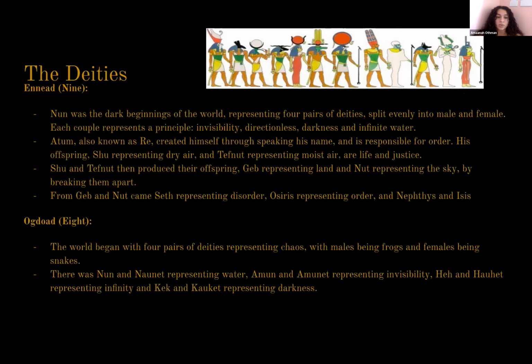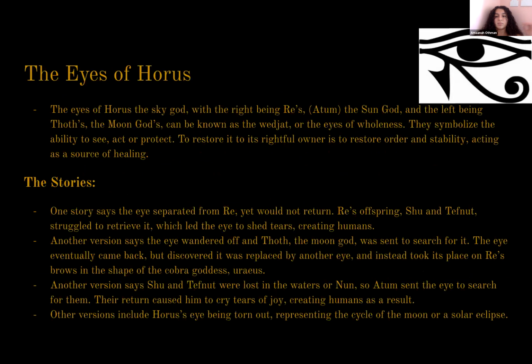Then we have the Ogdoad, the chaos that existed before creation. The world began with four pairs of deities representing chaos, with males being frogs and females being snakes. There was Nun and Naunet representing water, Amun and Amunet representing invisibility, Heh and Hauhet representing infinity, and Kek and Kauket representing the darkness. And the Ennead and the Ogdoad are two versions of the same story, and the differences lie in the number of deities and how they are symbolized.